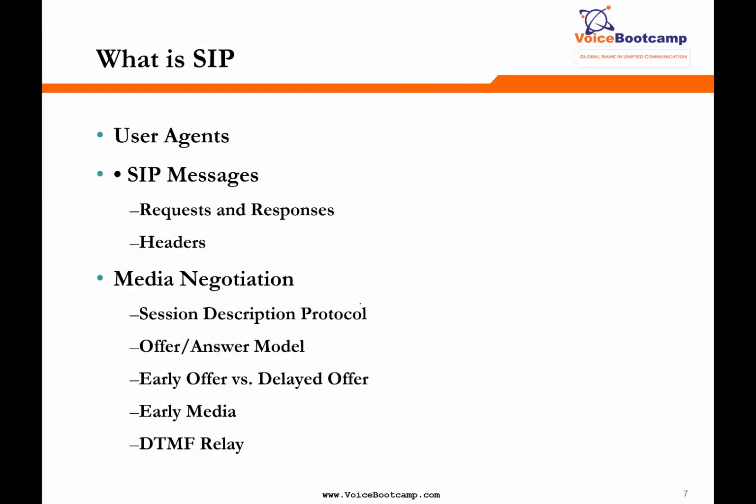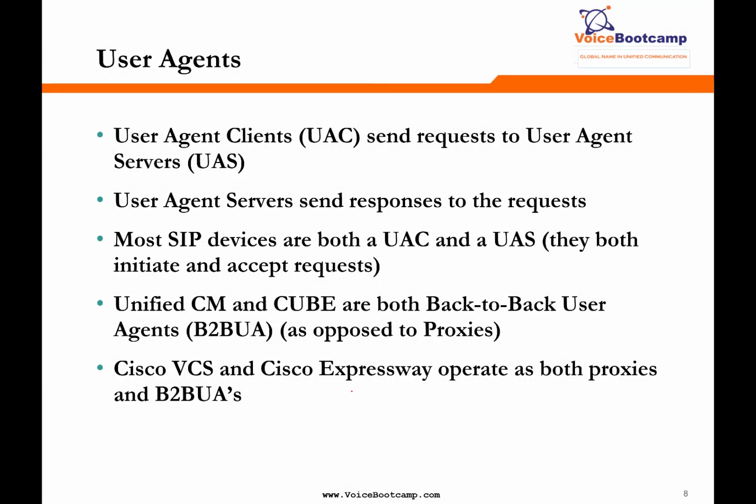Now, a lot of people ask, okay, what is SIP and what components do I have in SIP? So here we're going to give you a little bit of a snapshot. SIP consists of SIP messages, of course, which are requests and responses, and headers. It also has a user agent, which is usually the endpoint, followed by media negotiation. In media negotiation, we will talk about Session Description Protocol, the offer and answer model, early offer versus delayed offer, early media, and DTMF relay.